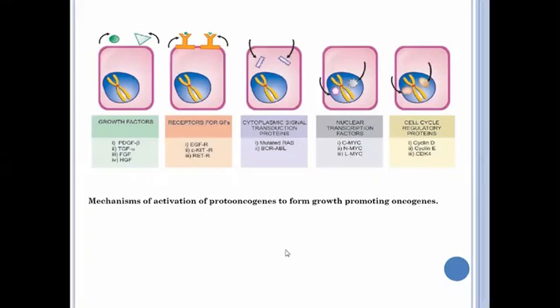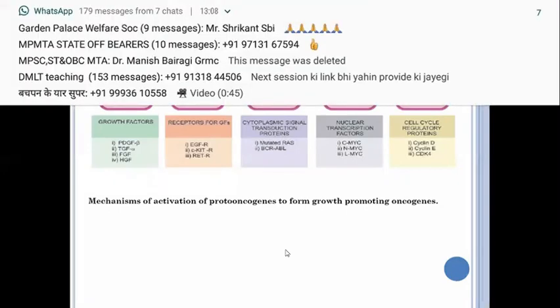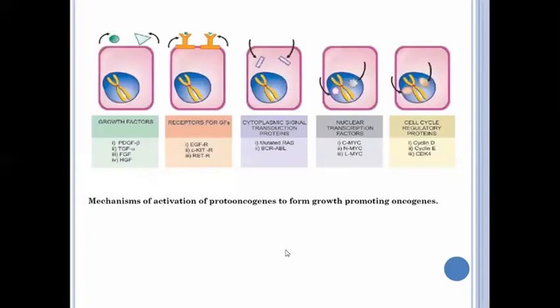Growth factor receptors, the EGF receptor family, ERBB1, causing the mutation. ERBB2 or HER2, ERBB3, FLT3, they will cause the point mutation to form leukemias, different types of leukemias.